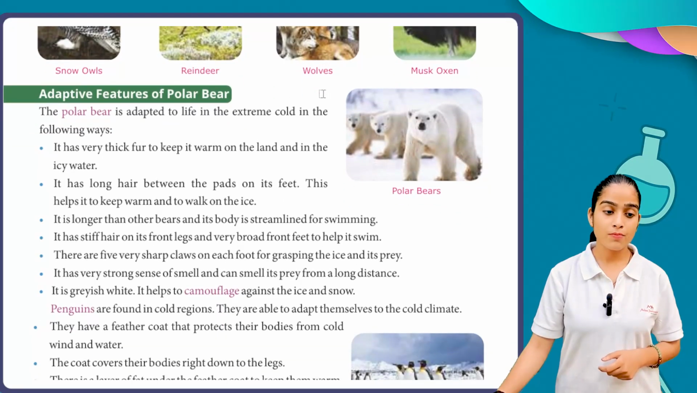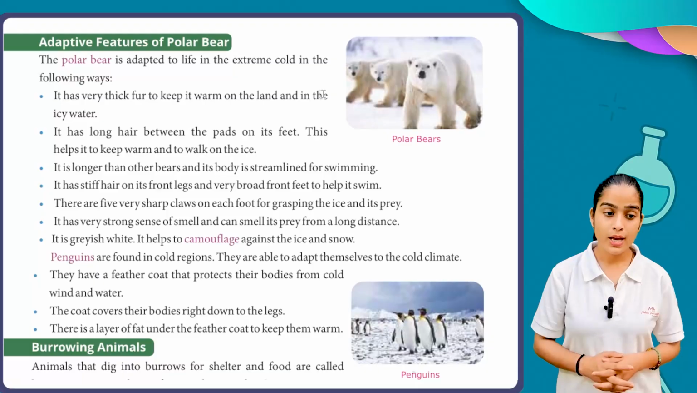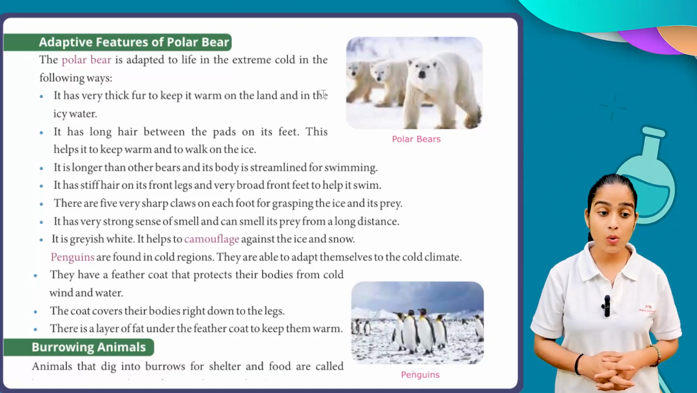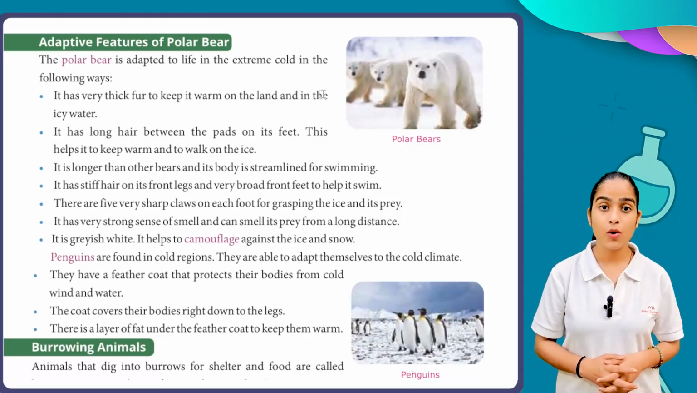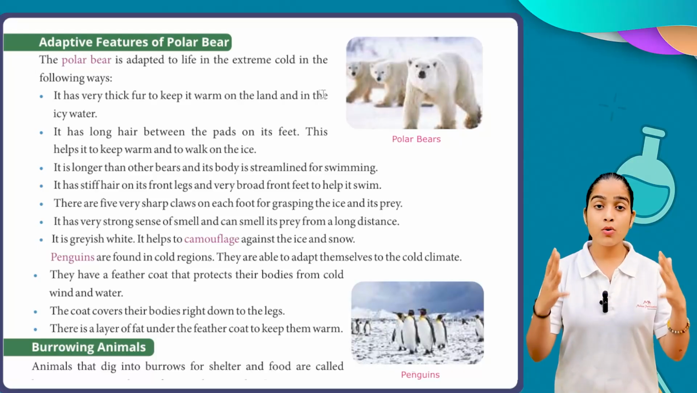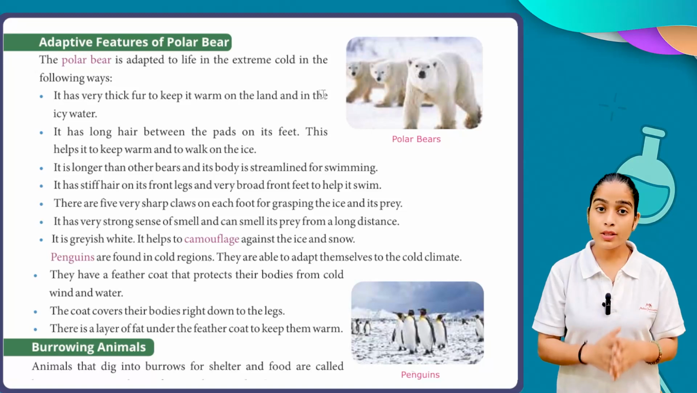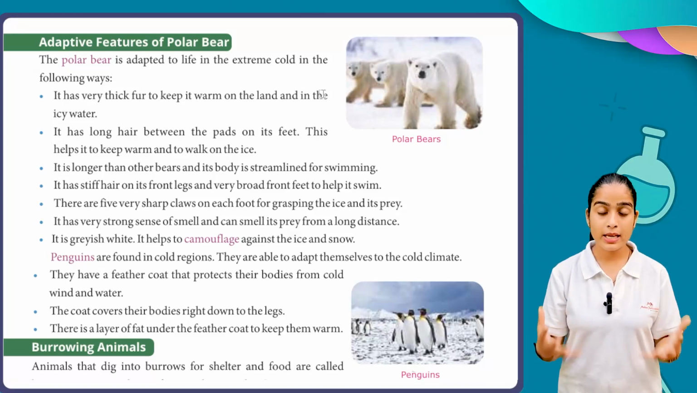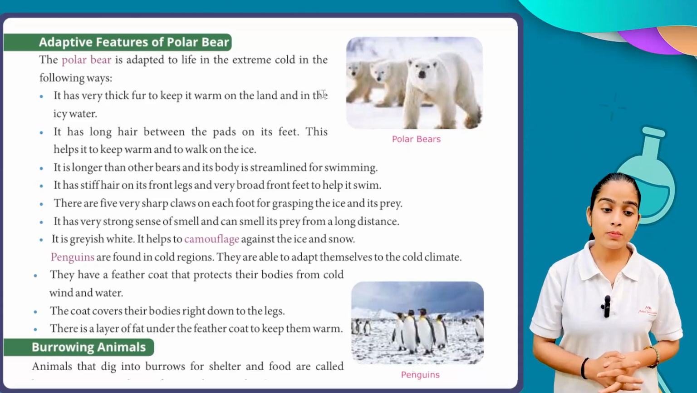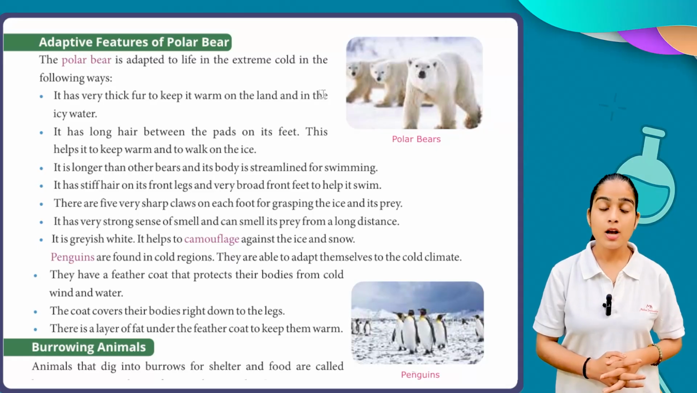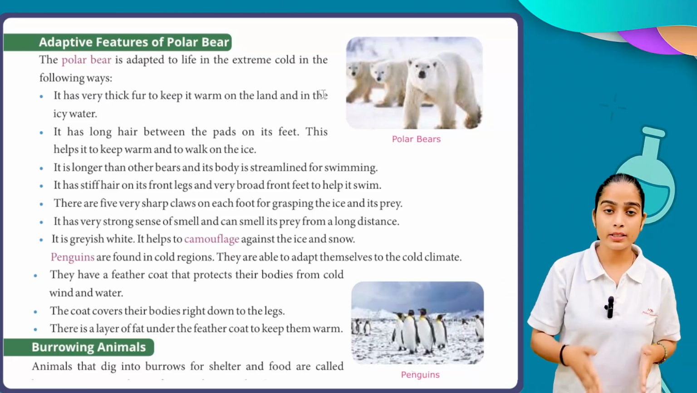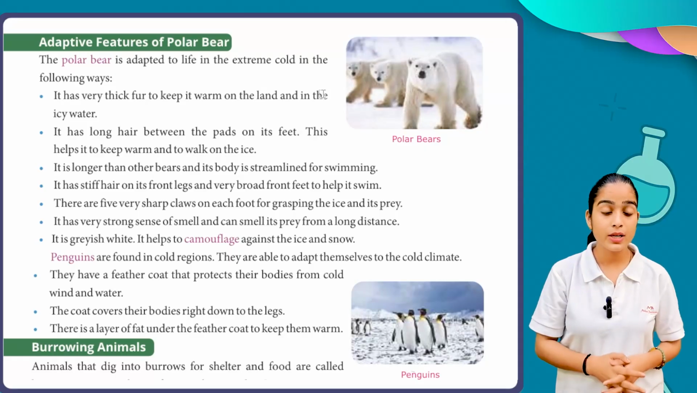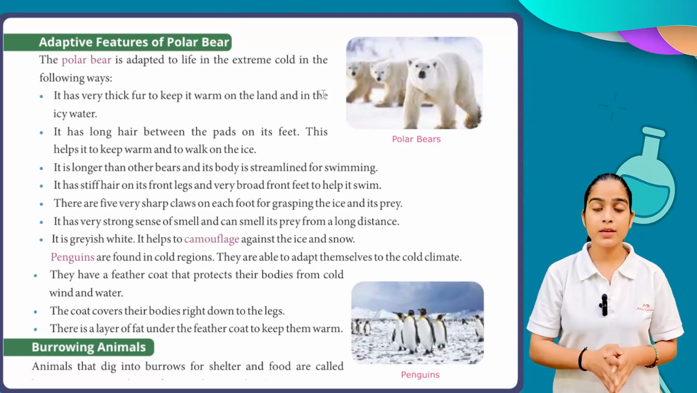Now, adaptive features of polar bears. So what are the adaptive features of polar bears? The polar bear is adapted to life in the extreme cold in the following ways. It has very thick fur to keep it warm on the land and in the icy water. So if you see a polar bear, it has a good amount of fur on its skin, and with the help of this fur they can keep themselves warm. It has long hair between the pads on its feet. This helps it to keep warm and to walk on the ice. So they can move from one place to another on ice, and keep themselves warm as well.